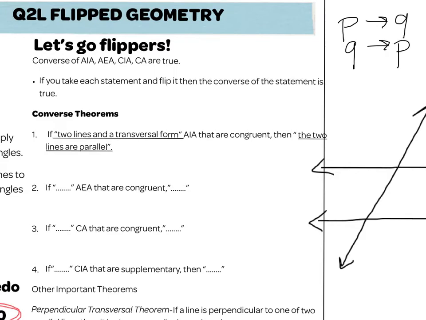That's basically what's happening with the converses of our alternate interior angles, alternate exterior angles, consecutive interior angles, and corresponding angles. The converses of all those statements are true. We're actually going to look at what those statements would be right now.